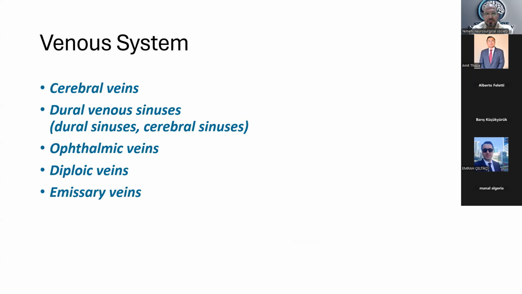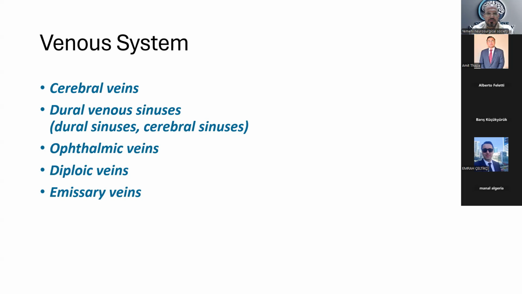How can we classify the venous system? The cerebral veins, dural venous sinuses, ophthalmic veins, diploic veins, and emissary veins. But in this presentation, I will not talk too much about the cerebral veins, but I will focus a little on the dural venous sinuses because, as far as I guessed, the previous two speakers had to talk about deep cerebral veins, because if you are talking about the ventricular anatomy, then you should talk about some of the deep venous structures. And my guess was true, especially Dr.